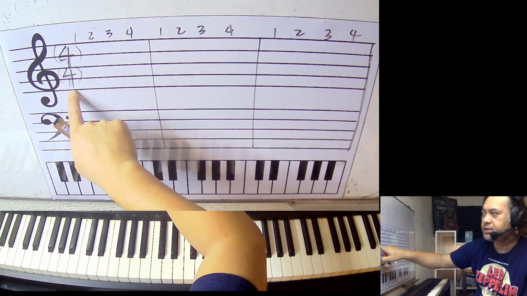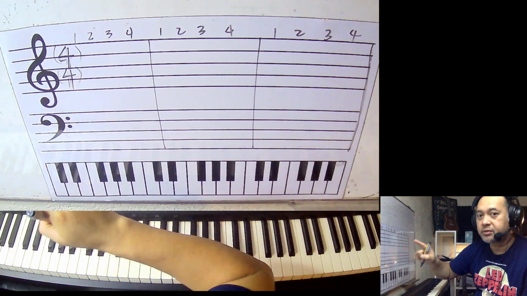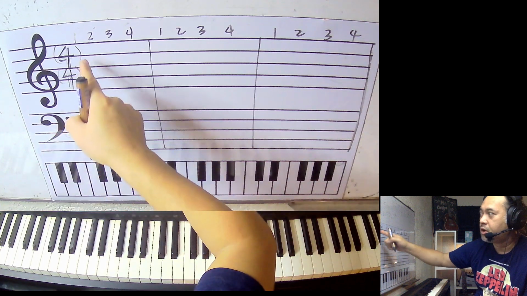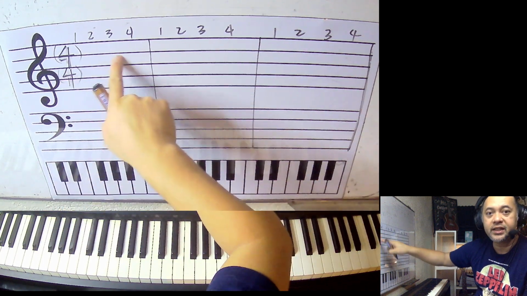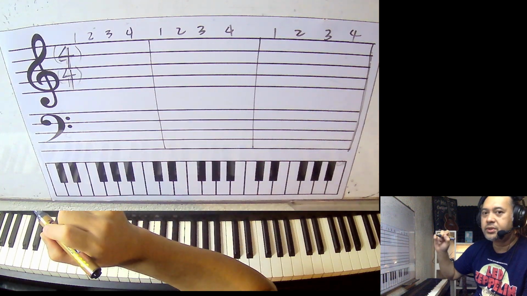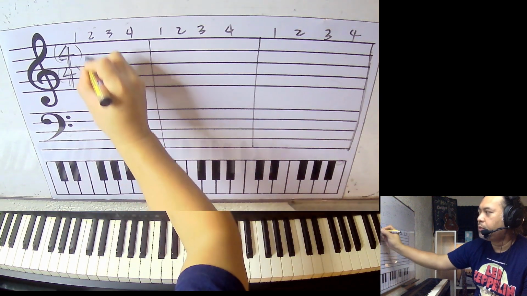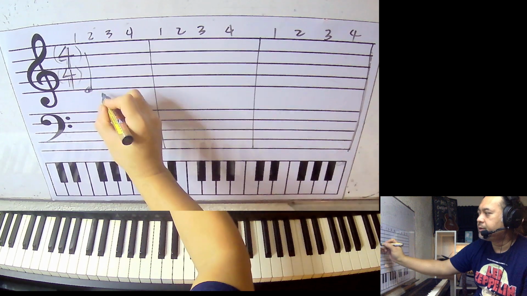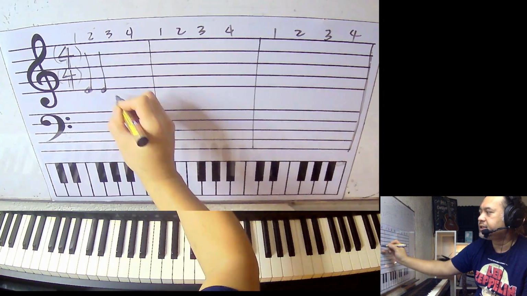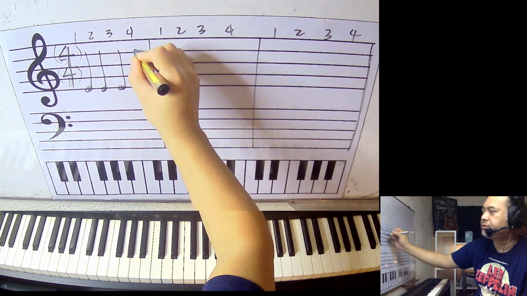So this number 4 represents a quarter note. Just know that for now. It represents a quarter note. So that means 4 beats of quarter note will fit in each measure. So to demonstrate that, we're just going to use this first line. 1 quarter note on the first beat, another quarter note on the second, another quarter note on the third, and another quarter note on the fourth beat.